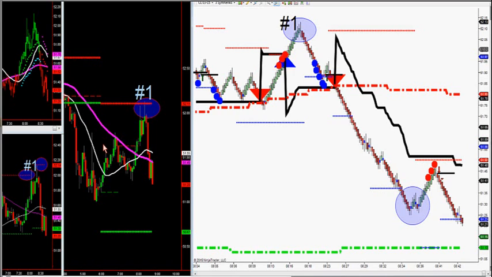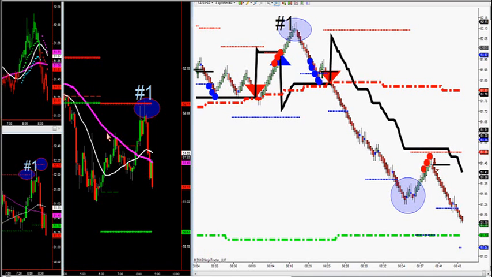It says establish trend direction first. Trend direction is obviously down. Your longer term moving average is the magenta or pink. The shorter term is the white. It's the first thing you do.